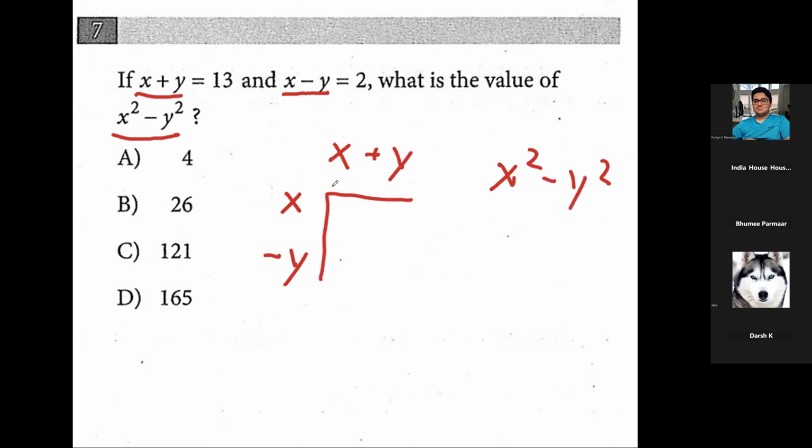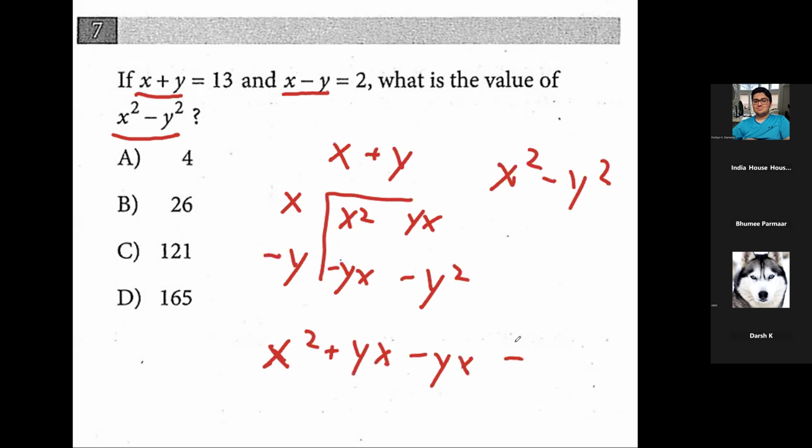And let me just prove that. So x times x is x squared, y times x is yx, negative y times x is negative yx, and negative y times y is negative y squared. So we have x squared plus yx minus yx minus y squared, and the positive yx and negative yx cancel each other out, so you're just left with x squared minus y squared, which is what we're looking for.